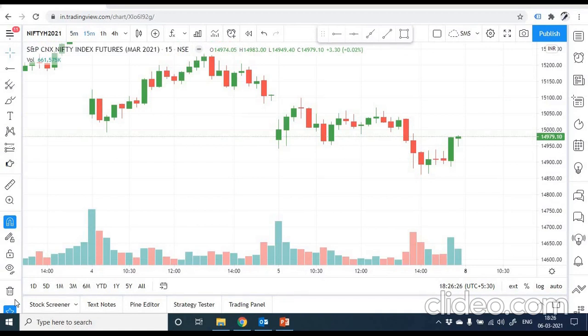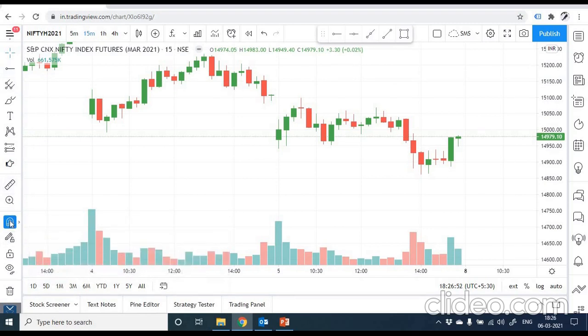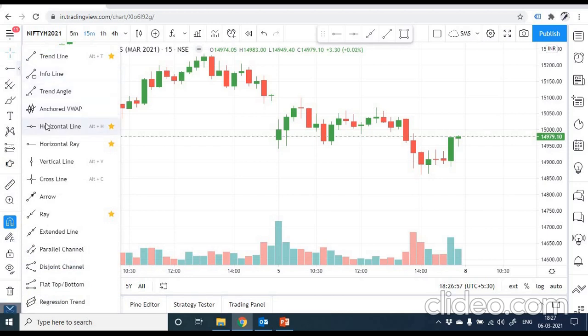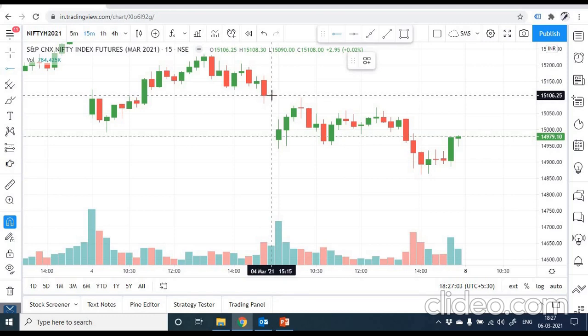Let me just try to help you out with how to plot IB and other things using TradingView. Whenever you go into TradingView, you'll see this is called magnet. This will help you get to the open, high, low, close values without navigating much. Once you ensure that this is clicked, go to trend lines. I generally use horizontal ray. Now you see 15108 was the close, so it will have four values: open, high, low, close. It will automatically take you there.